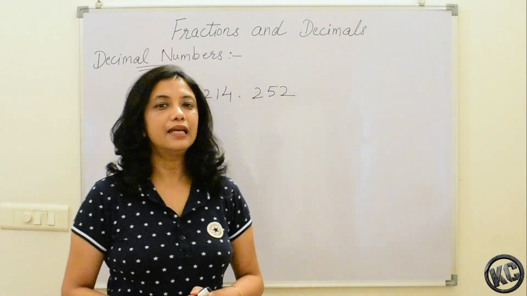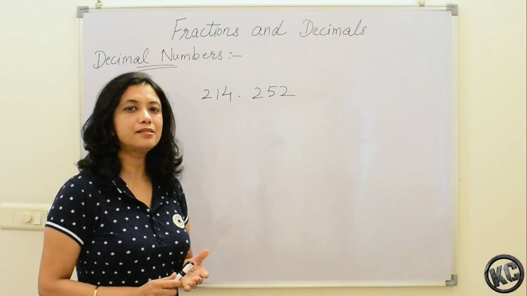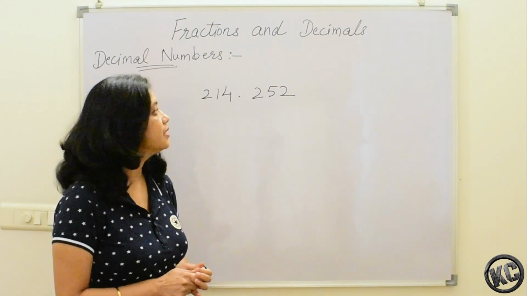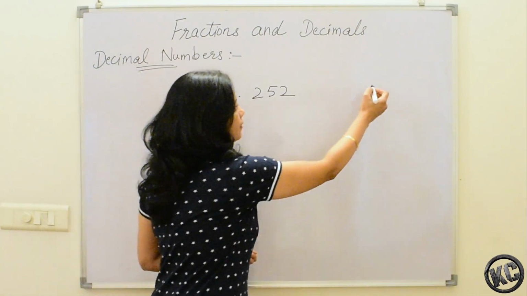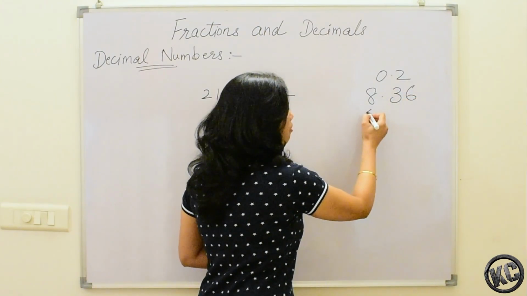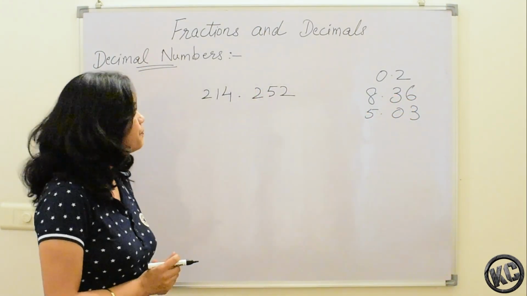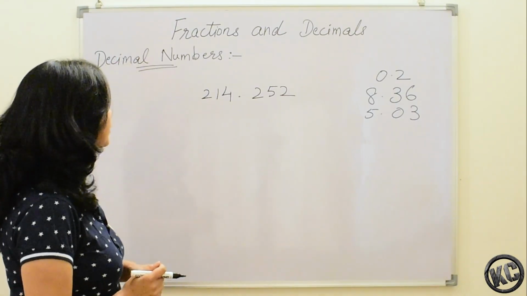Okay, we have already done decimal numbers in class 6. We will quickly revise the concepts of decimal numbers. So we know that numbers like 0.2, 8.36, 5.03, all these are decimal numbers. Here we have a decimal number.